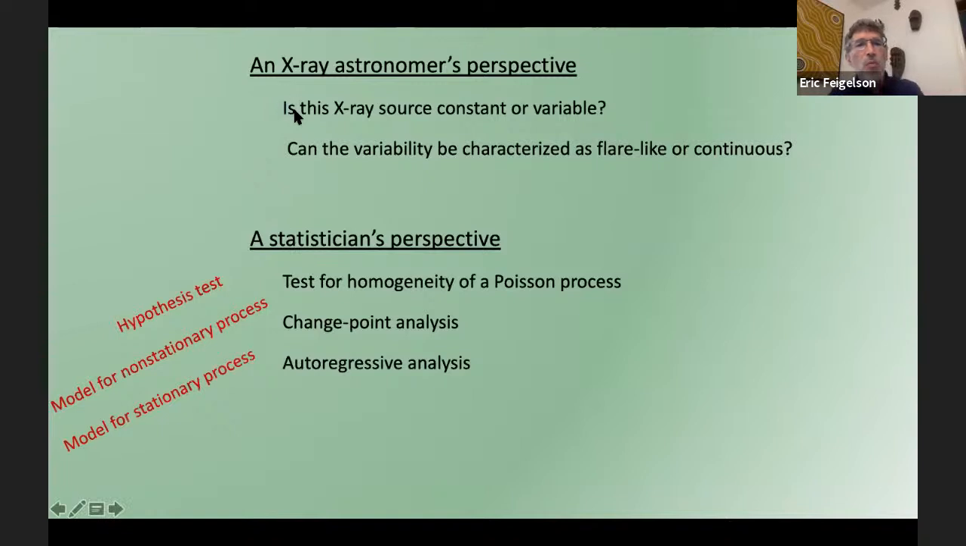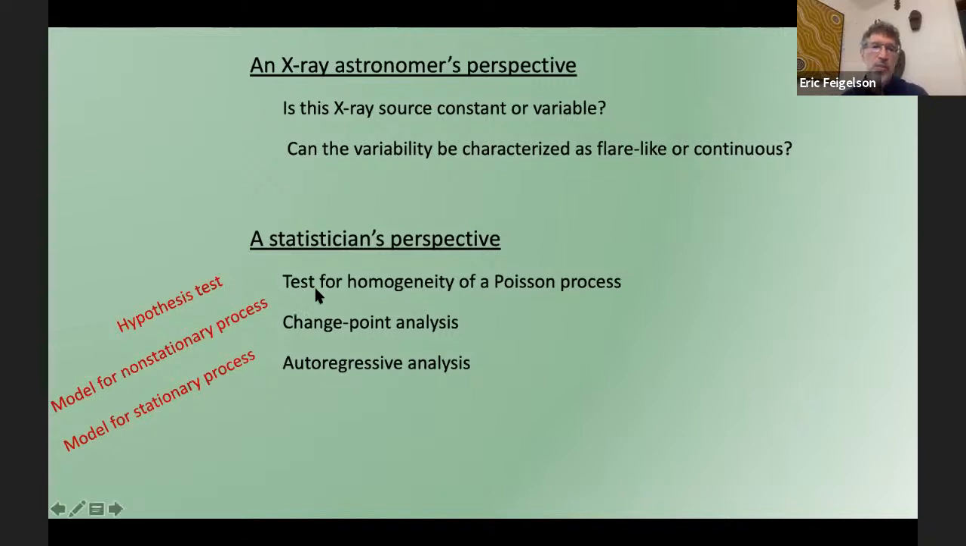Okay, so what might an X-ray astronomer say? Well, they might ask, is this source constant or variable? Just, is it a variable source? And then if it is variable, could we characterize it? We view things as both flare-like, an event, or some sort of continuous process with trends, or maybe with autoregressive behaviors.